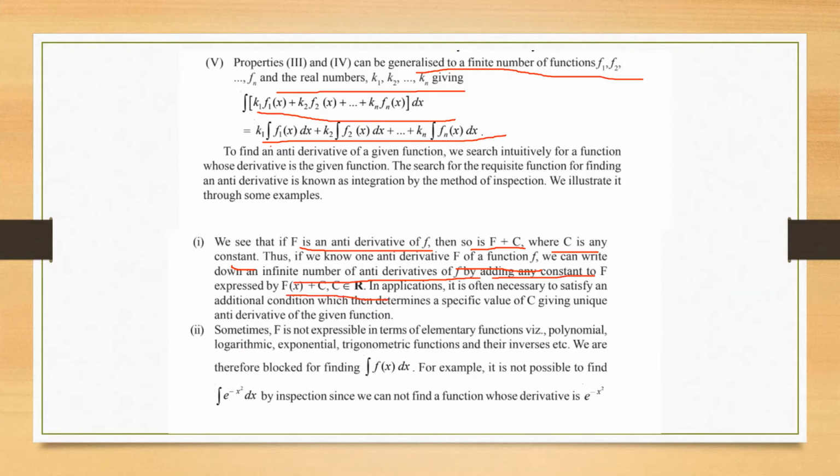In applications, it is often necessary to satisfy an additional condition which then determines a specific value of c, giving a unique antiderivative of the given function. Sometimes f is not expressible in terms of elementary functions like polynomial, logarithmic, exponential, trigonometric and inverse functions. So we are blocked from finding the integral of f(x) dx. For example, it is not possible to find the integral of this by inspection, since we do not find a function whose derivative is e raised to power minus x square.